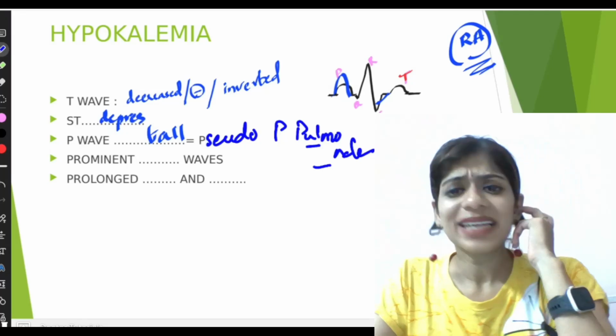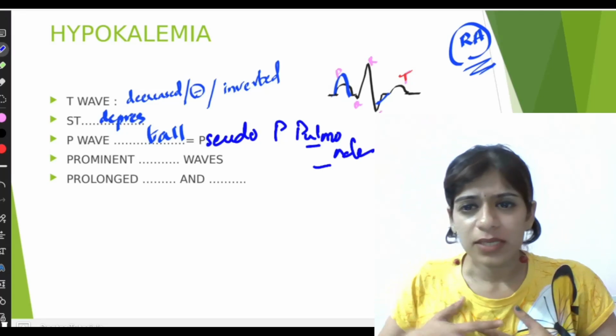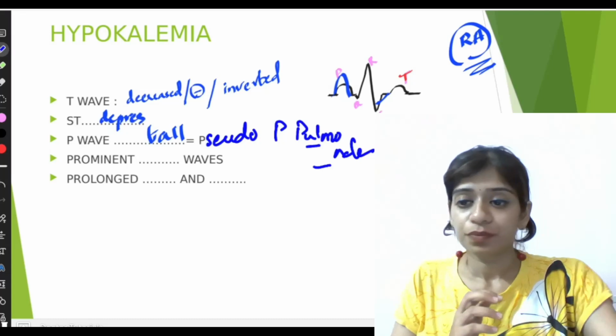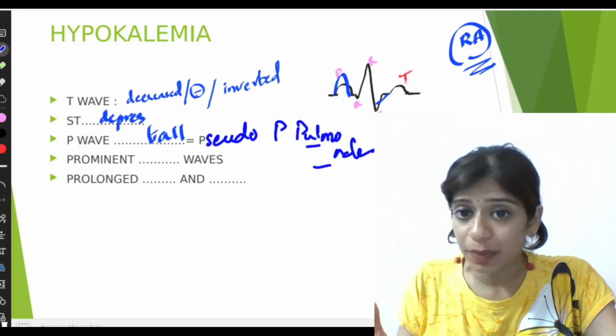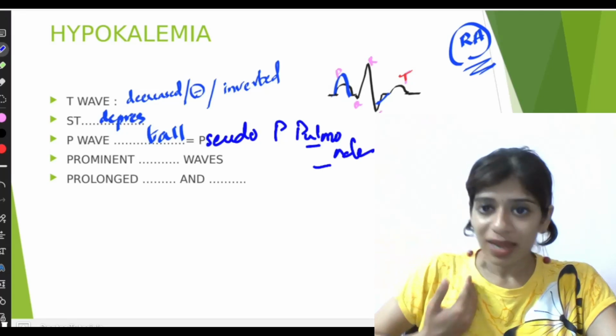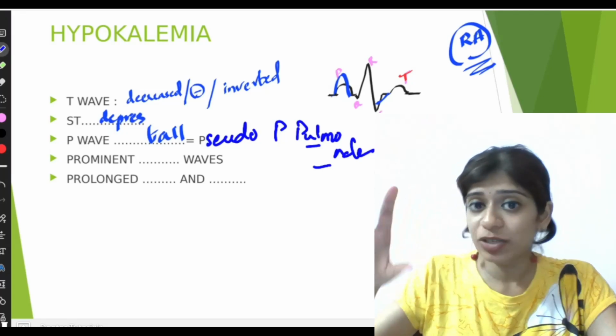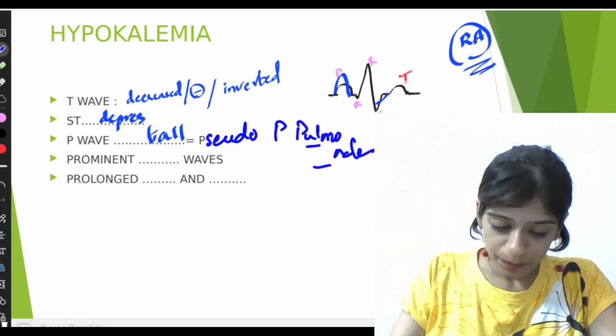Right atrial enlargement has many causes, mostly chronic lung diseases and pulmonary artery hypertension. In pulmonary artery hypertension, the pressure in the right side of the heart increases, so eventually it can lead to right atrial enlargement. Okay, fine.